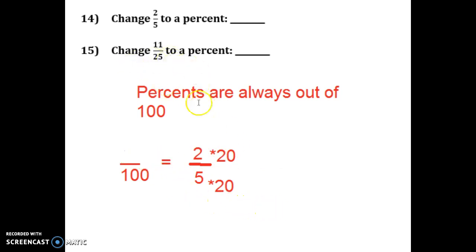And do the same thing for the next one. Convert it to a fraction over 100, right? 25 goes into 100 pretty evenly, so it should be pretty easy to figure out.